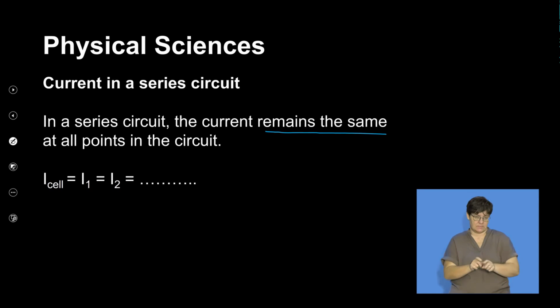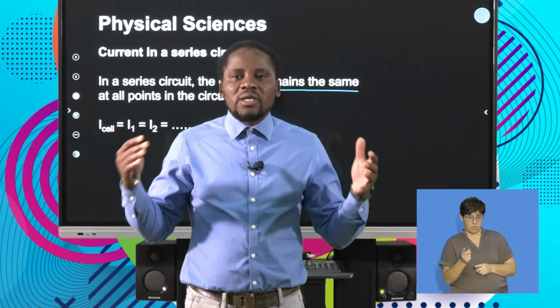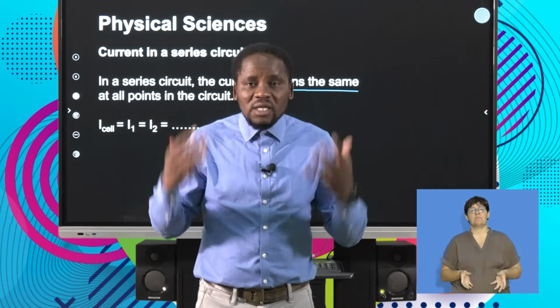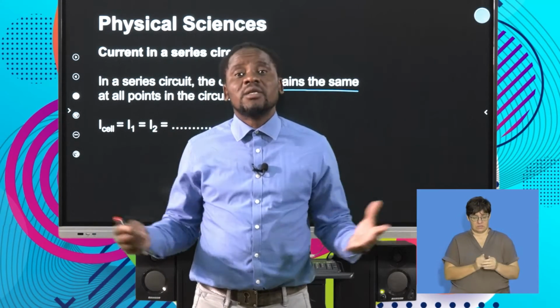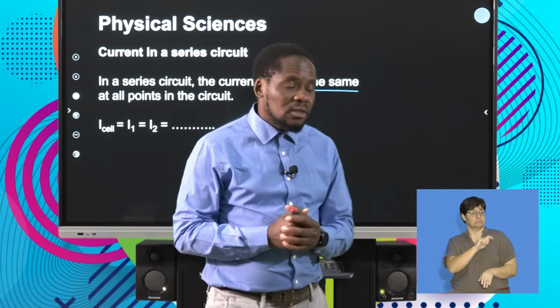So if we have multiple components in a series circuit, all of them will receive the same amount of current. Hence, we can safely say that in a series circuit, current indeed remains constant.